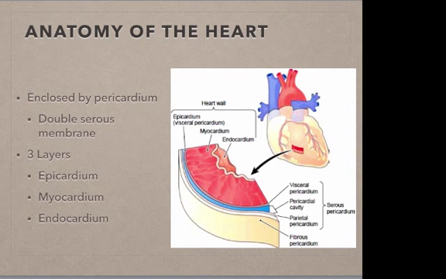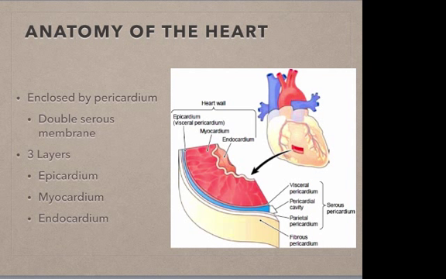The heart is enclosed by a pericardium, and this is a double serous membrane. So if you remember back from earlier in the year, serous membranes have two layers. The inner layer is called the visceral pericardium because it's surrounding the heart, and then the outer layer is the parietal pericardium. Serous fluid fills the space in between, and as the heart beats, the fluid in the pericardium reduces friction between the heart and its surroundings.